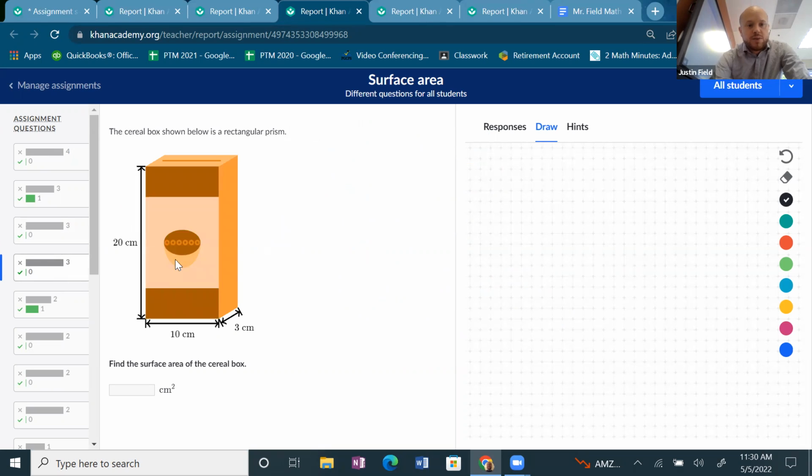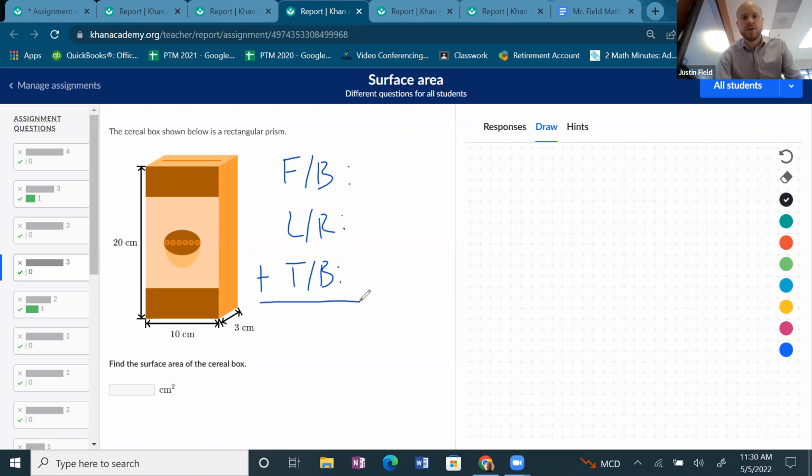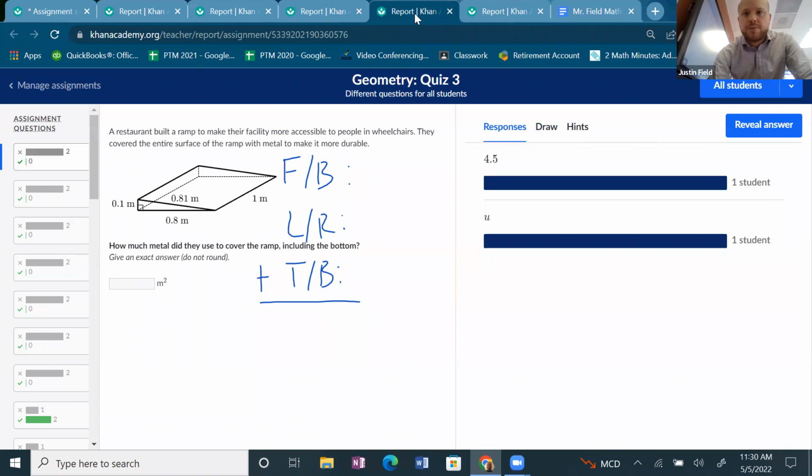And then same thing here. So we just need our dimensions and look. Whenever you're doing these problems, just say to yourself, what is the area of the front and the back? What is the area of the left and the right? And what is the area of the top and the bottom? And then add them together. That's all you got to do. If you know the area formulas for the rectangles and the triangles, then you'll be fine.